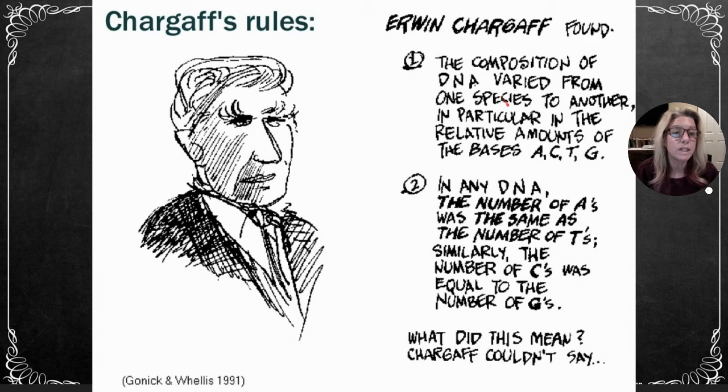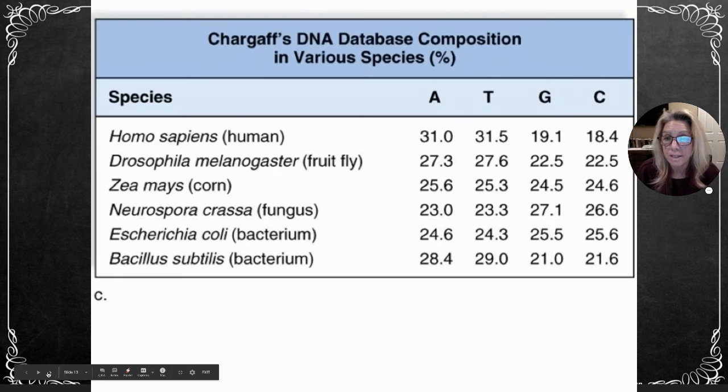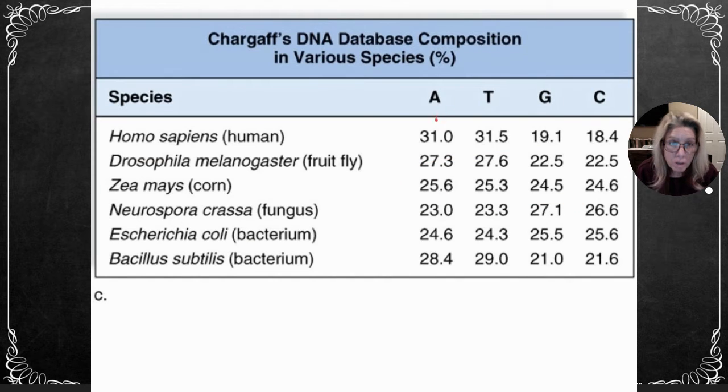The composition of DNA would vary from species to species. Different species had different amounts of these bases, but in each species, whatever percentage adenines it had, the same percentage of thymines, and whatever percentage of guanine, it had the same percentage of cytosine. Okay, so here you can see several different species. Look right down here at just the adenines. They all don't have the same amount of adenines, right? But whatever percentage of adenines they have in that species, they have the same percentage of thymines.